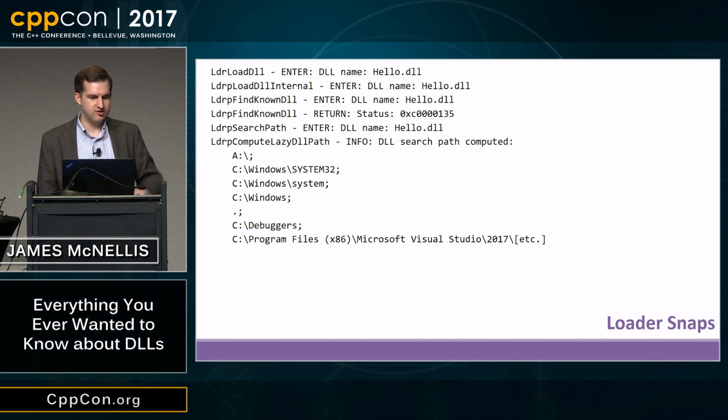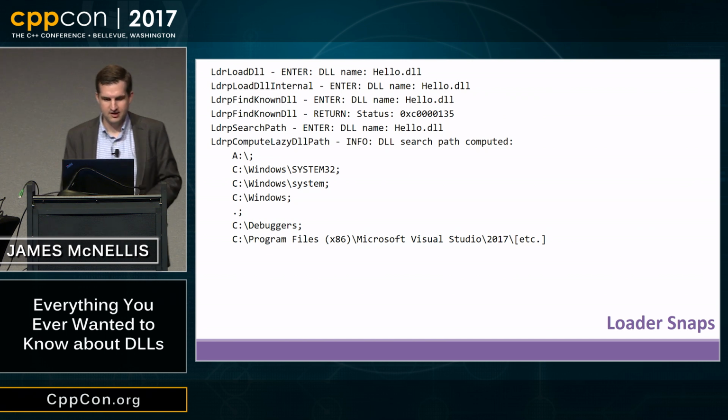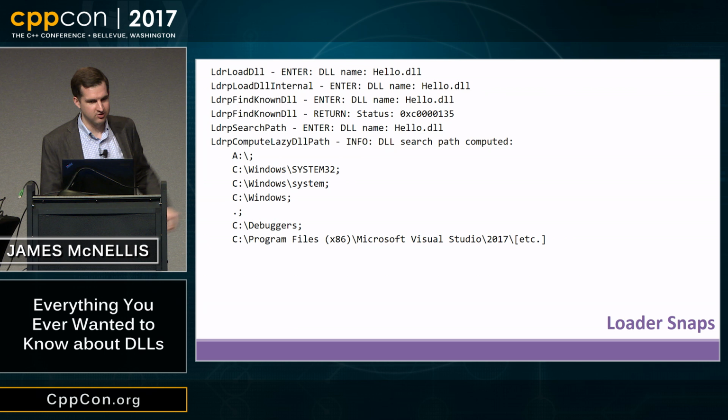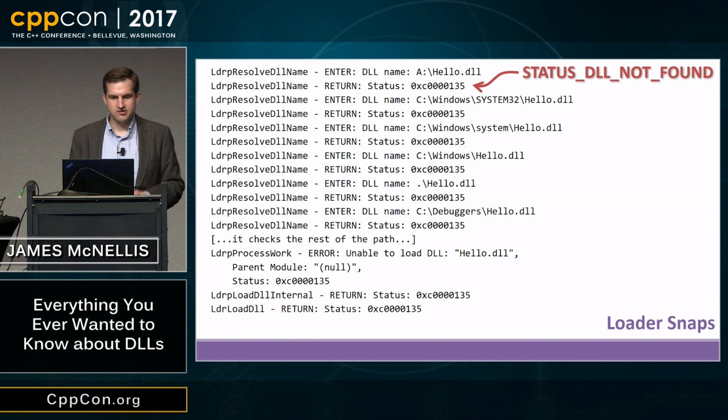Then it starts trying to search the search path, and it actually tells you the set of paths that it's going to try and search for this DLL. You'll notice this matches that search order that we were looking at earlier. It's the directory in which our program is, the system32 directory, the system directory, the Windows directory, and so on until it gets to my path. Then it's going to try each of those.